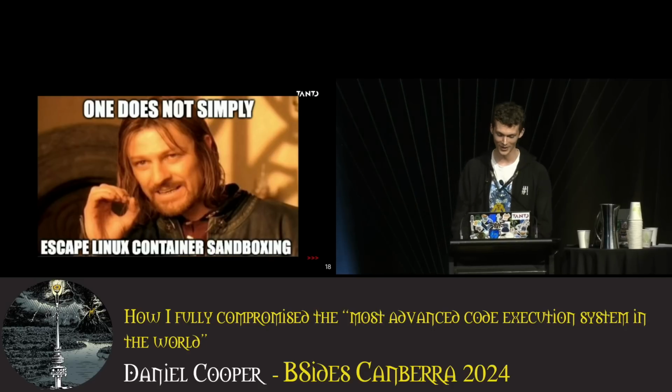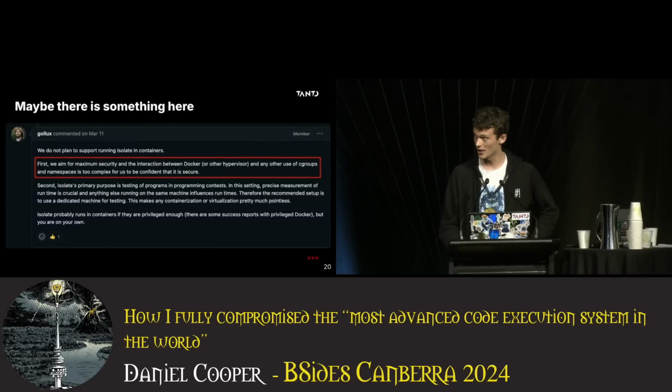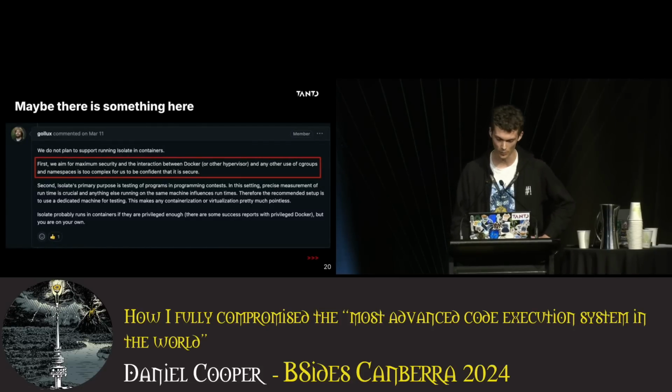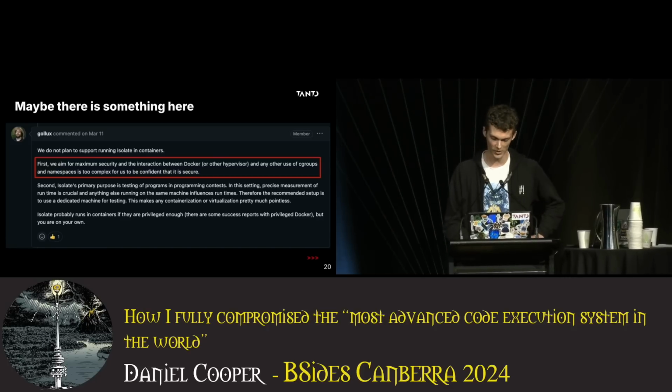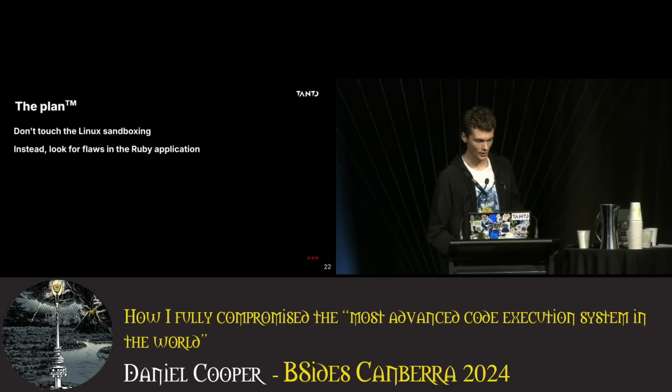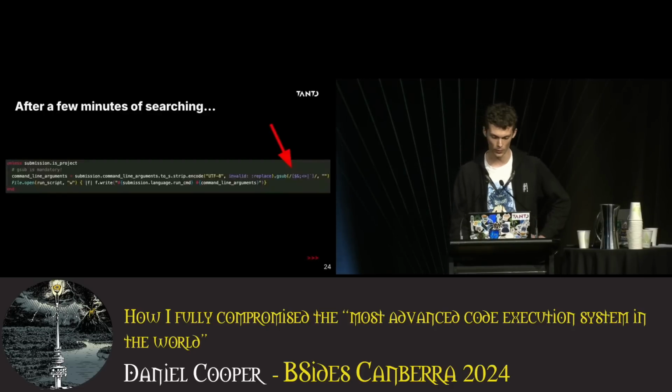But instead, I'm going to try and attack the Ruby source code, because that's something I can read. As a side note, one of the developers of the isolate binary did actually say that they don't support security of using isolate within Docker, which is what Judge Zero does do. So if you're smart at this sort of thing, maybe it is possible to just straight up break out of the sandbox. Beats me. Anyway, the plan is don't touch Linux. Instead, look at the flaws in the Ruby application. So I started scanning for a foothold.